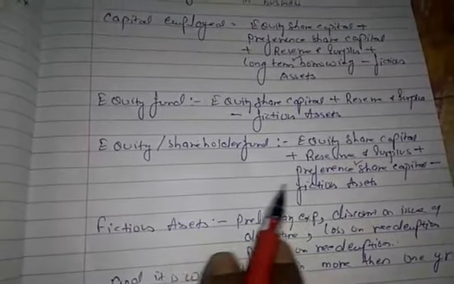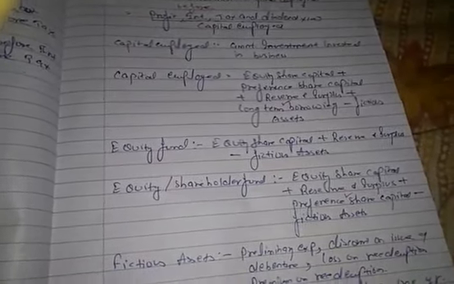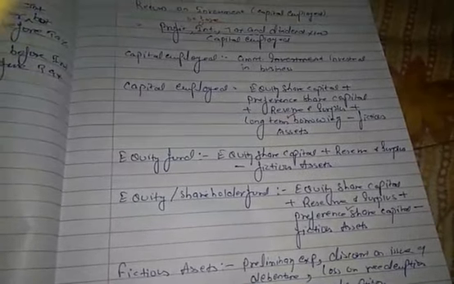Now the students have to write all these formulas in your theory copy, and this is the last topic of the accounting ratio chapter. So solve your questions. Thank you.